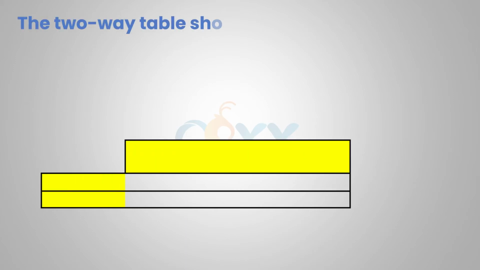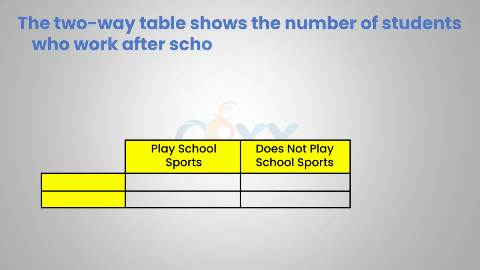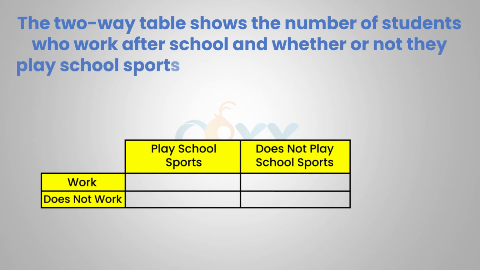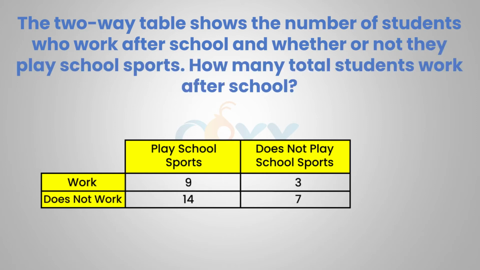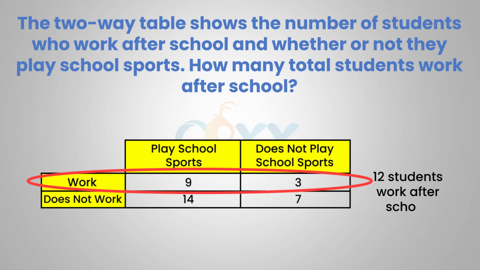The two-way table shows the number of students who work after school and whether or not they play school sports. How many total students work after school? In this case, we're only worried about the people that work after school, so let's highlight that row. The number of people that work and play school sports is 9. The number of people that work and do not play school sports is 3. So the total amount of people that work is 9 plus 3 for a total of 12. There are 12 students who work after school.